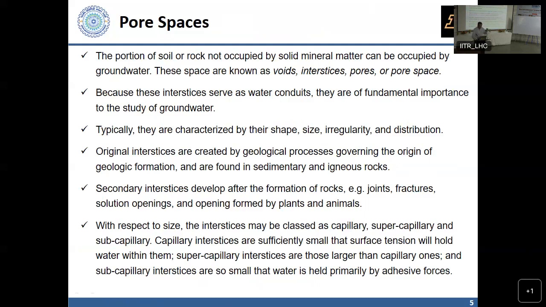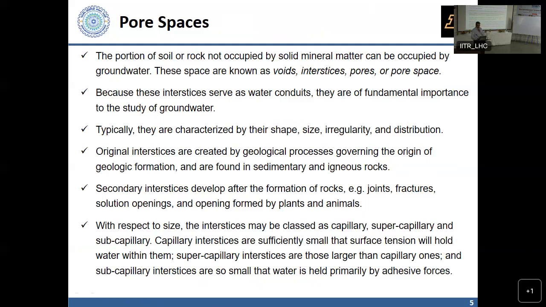And then these interstices or pore spaces, their characteristics are very important in this idea of conduction. What their shapes are going to be and how well they're interconnected. Those are basically important properties.